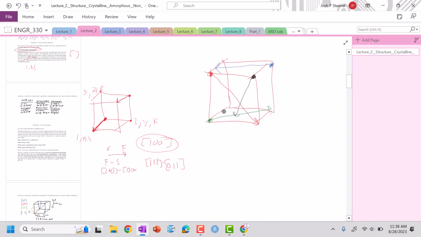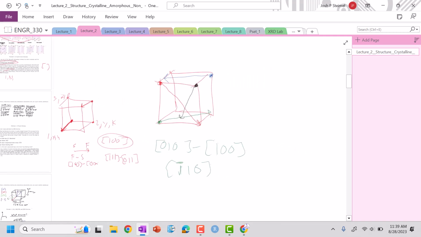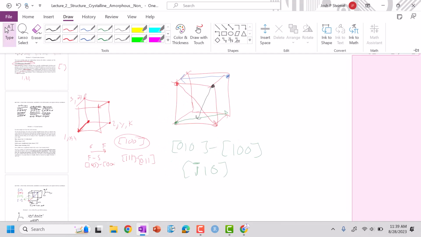Remember, the origin is still the same. If I want to do my green, what is my finish location? Finish would be at 0, 1, 0. That's the point right here. Minus my start, which is at 1, 0, 0. So 0 minus 1 is negative 1. We denote negative numbers with a hat. Then 1 minus 0 is 1, and 0 minus 0 is 0. That would be my solution here. Let's go to our next one.